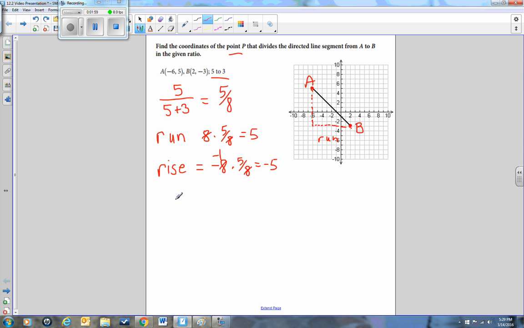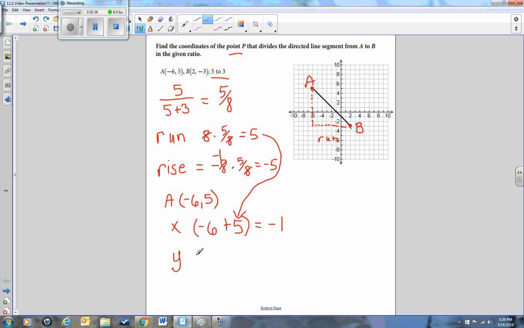Now, in order to decide where to put point P, we move away from A, which is at -6, 5. We already have that. We want to figure out the X value and the Y value for P. How do I do that? I start at -6, and I look at the run, because that determines the X value, and I add that 5. This 5, the run, goes right there, and I get -1. So my X value is -1.